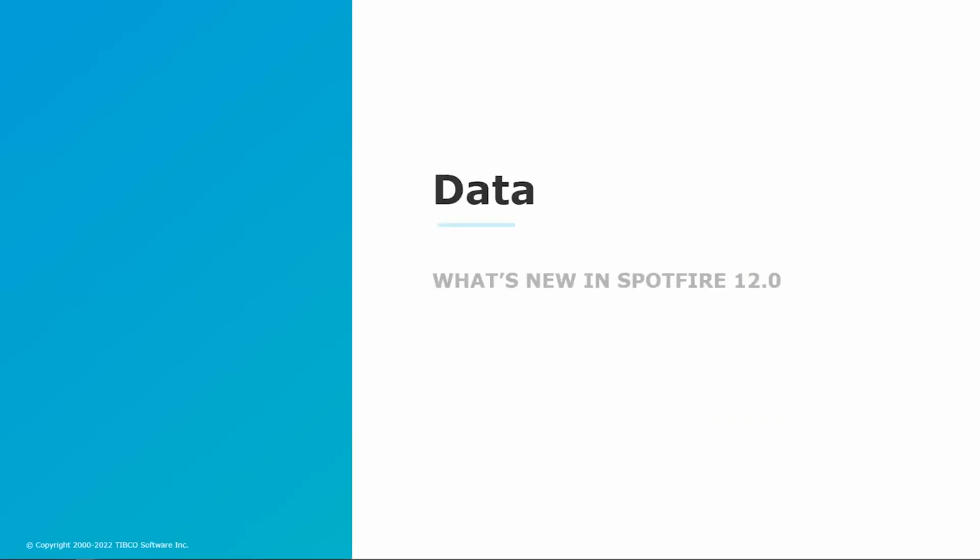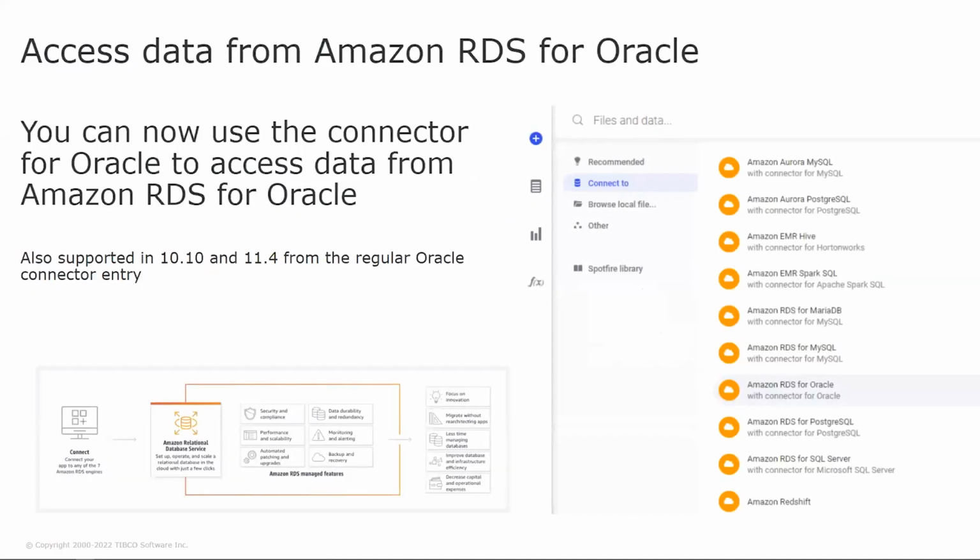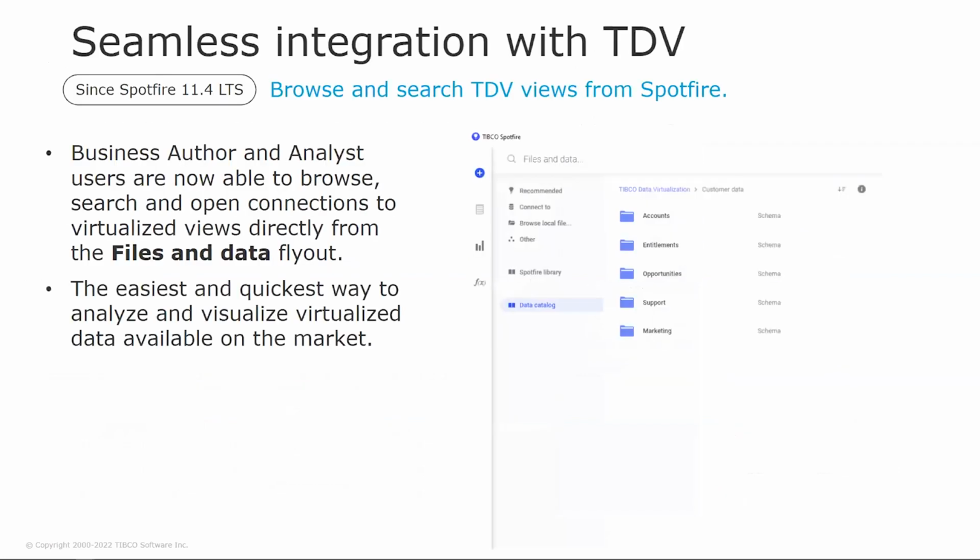Now let's look at the data area. We have a new connector in the list of connectors for Amazon RDS Oracle. This is also available using the regular Oracle connector for 11.4 and version 10.10. And a few highlights from those mainstream releases since the last LTS. We have seamless integration with TDB that allows you to browse and search TDB views from Spotfire directly from the files and data flyout. Very convenient.